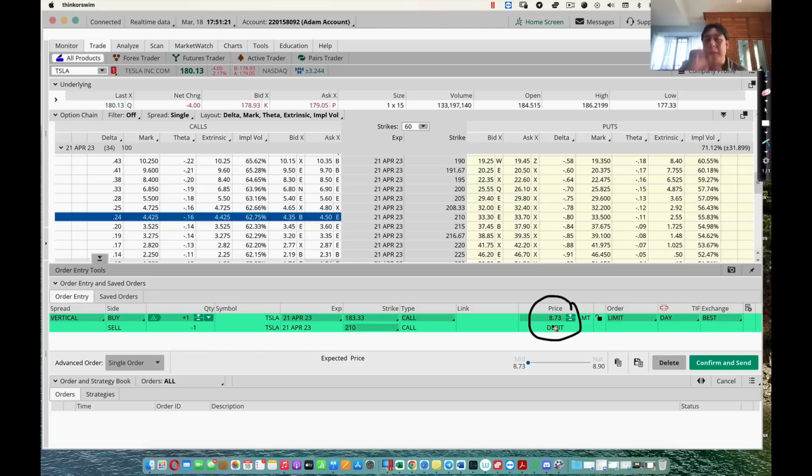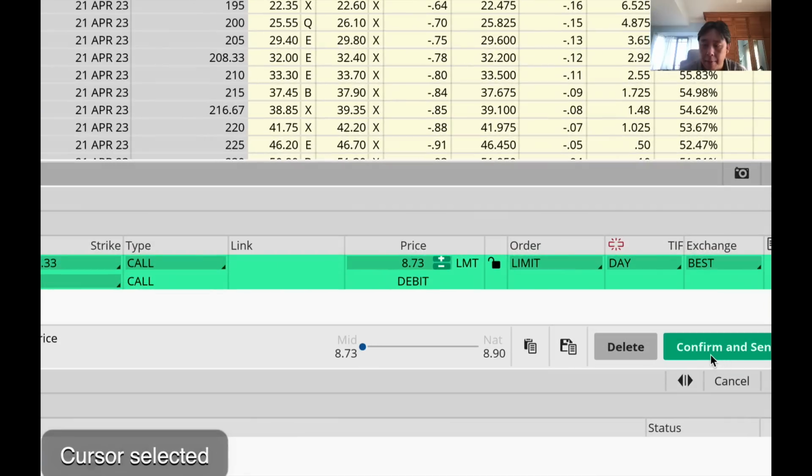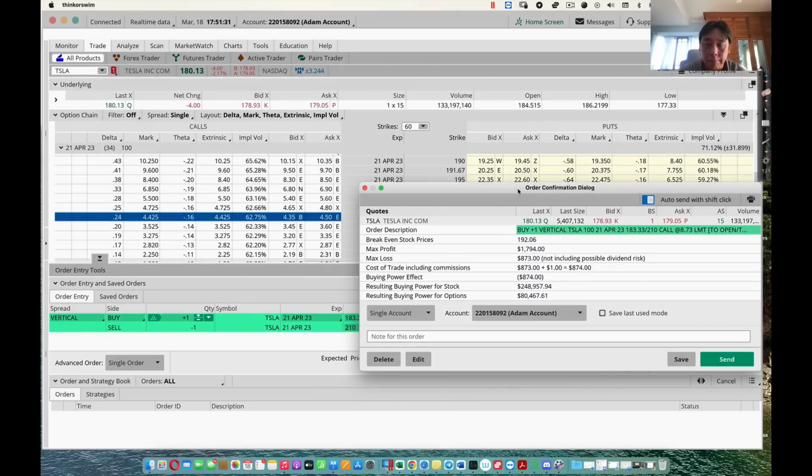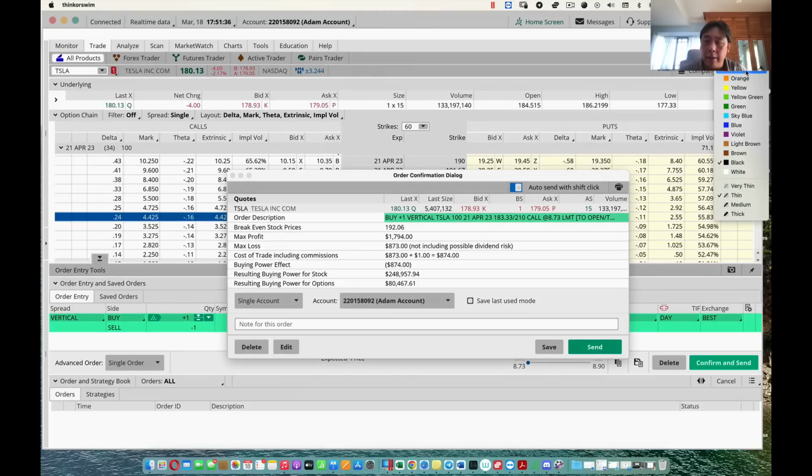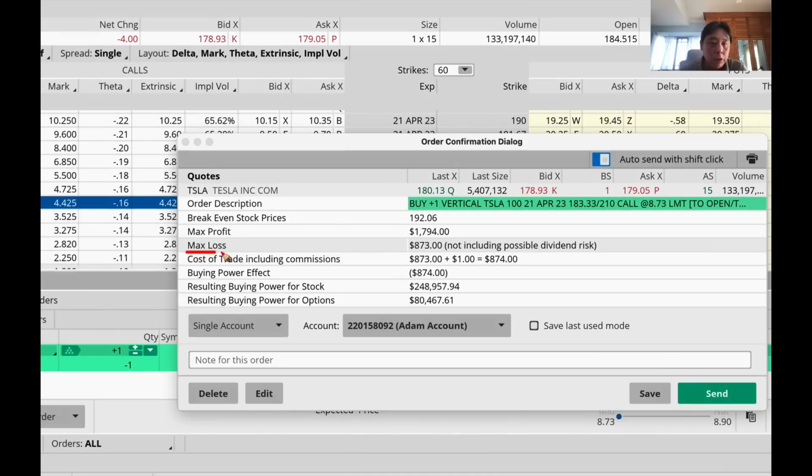Now again, one contract is 100 shares. So you have to take this, multiply by 100. Our max loss is $8.73. Again, if you click on confirm and send, you can see over here. There we are. Okay, so maximum loss of the trade, the most I can lose is $8.73. But if the price goes up to the target price, what's my maximum profit? The most I can make is $1,794. So in other words, I'm risking $8.73 to make $1,794.